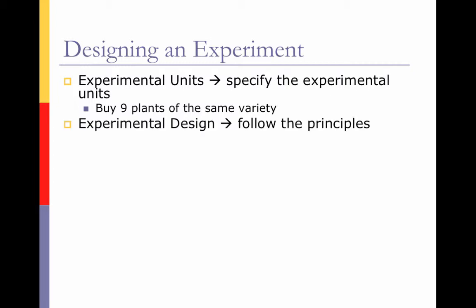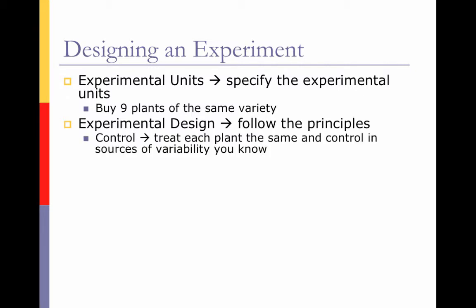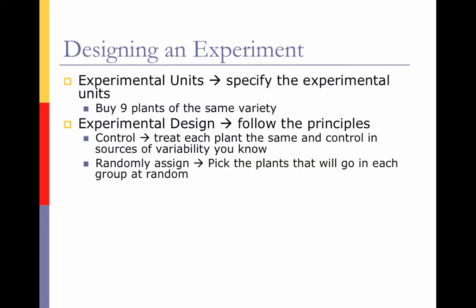Then you follow the experimental design, so follow the principles. Control, so you're going to treat each plant the same and control sources of variability you know. They need to be planted in the same area so they get the same amount of light. You need to make sure that you're watering them at the same times and that they're getting the same amount of water and that you're using the same soil. You'll randomly assign, so you'll number your plants and you pick 3 that go into the one treatment group, 3 into the next treatment group, and then the last 3 in the last treatment group. And then you have to replicate. So we're replicating because we're using 3 plants instead of just 1.